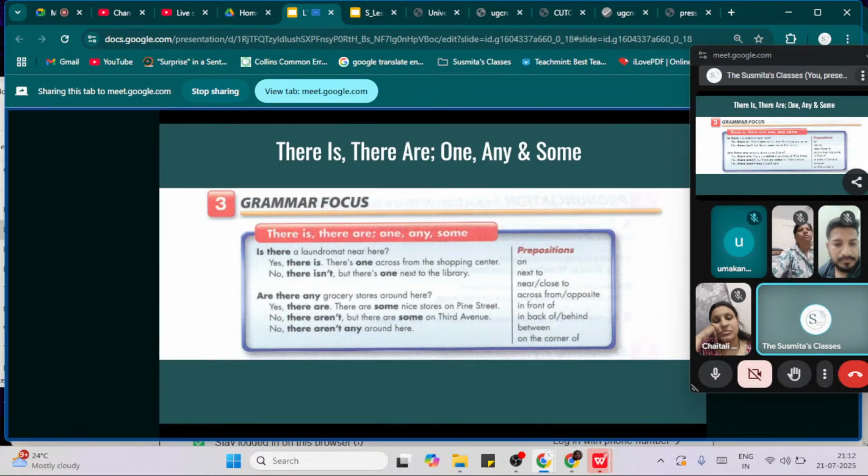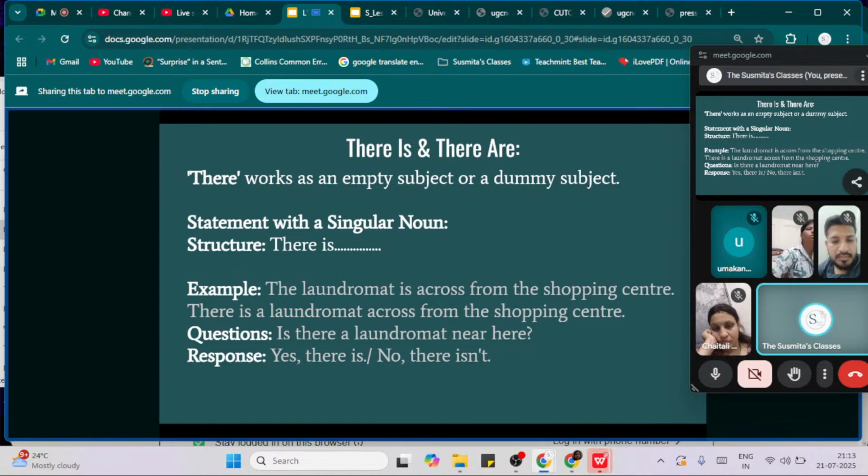या. No, there aren't, but there are some on Third Avenue. म्हणजे जवळ नाहीये बट लांब आहे असं आपण म्हणतोय. No, there aren't any around here. म्हणजे जवळपास नाहीये कोणतेही लॉन्ड्रोमॅट और ग्रोसरी स्टोर, तर आपण मग असं म्हणणार. क्लिअर? ओके. Write down the rules quickly. Then I'm going to give you an exercise with the help of a map.